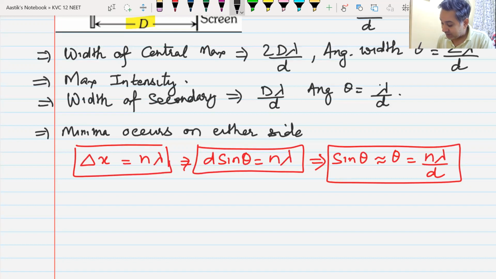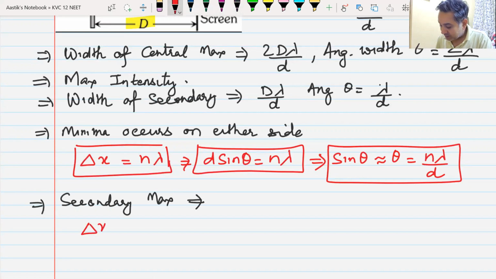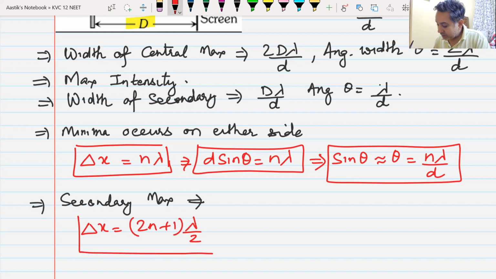To locate the secondary maximas, they occur where your path difference delta x is (2n plus 1) lambda by 2. If you remember, the condition has been reversed here. In interference, where you were having minimas, now you are having maximas. Where you were having maximas, now you are having minimas. The only thing that is the same is that at the center we are having a central maxima. Do we understand this?